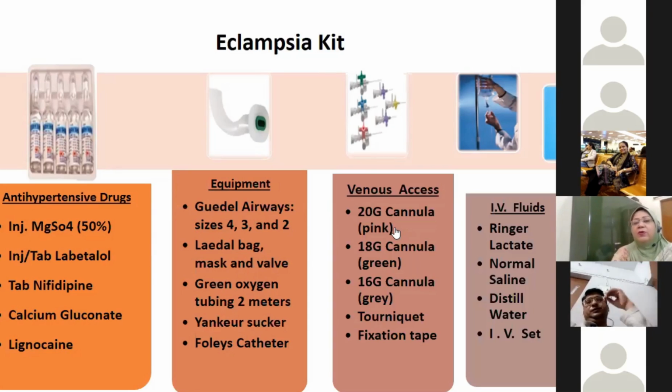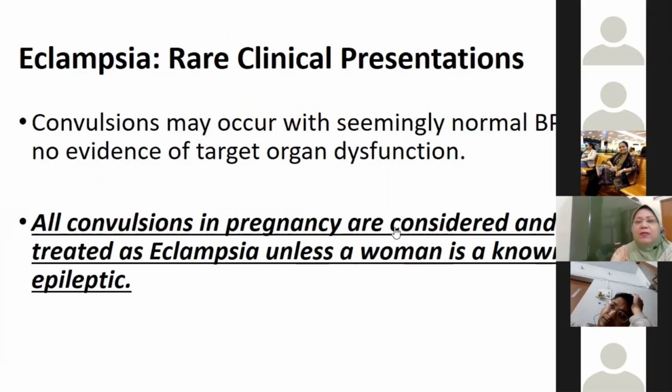Then you should include your equipment also. Your venous cannula should be there, and the IV fluid should be there. Next, the syringes should be there, and the Foley's catheter should be there. So please remember, convulsions may occur with even normal blood pressure and with no evidence of target organ dysfunction.